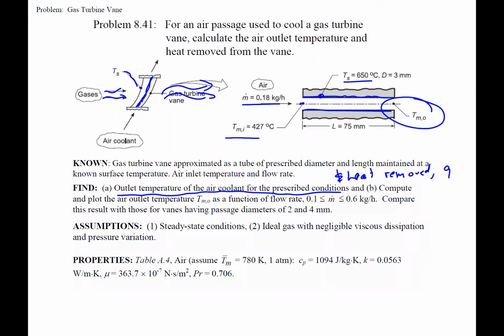So it tells us in this problem, although we have gases on the outside, it could have been that, but they don't give us anything about the gases, and they just say the vane is at 650. So the metal is at 650, and it has air flowing through it. That means the surface temperature is constant. Okay, so we have that case. Let's look at that case in our first set of slides.